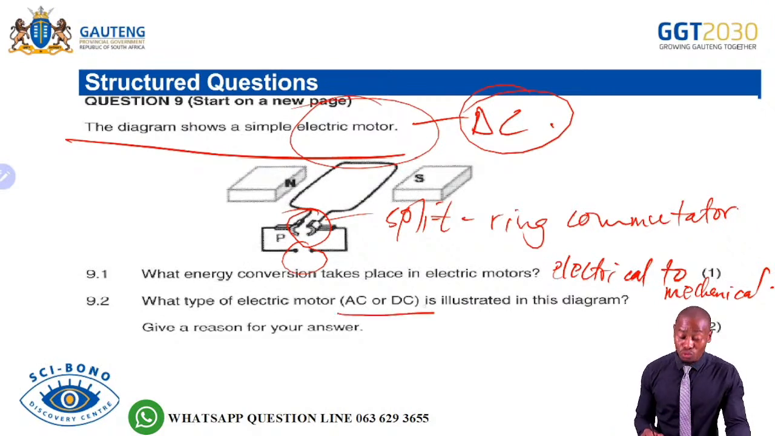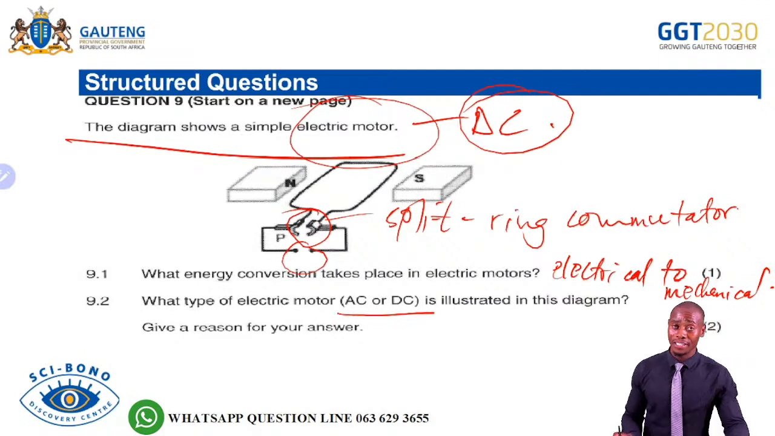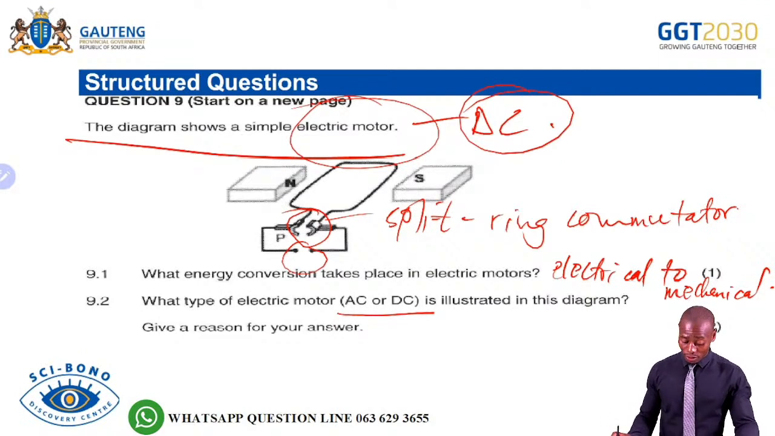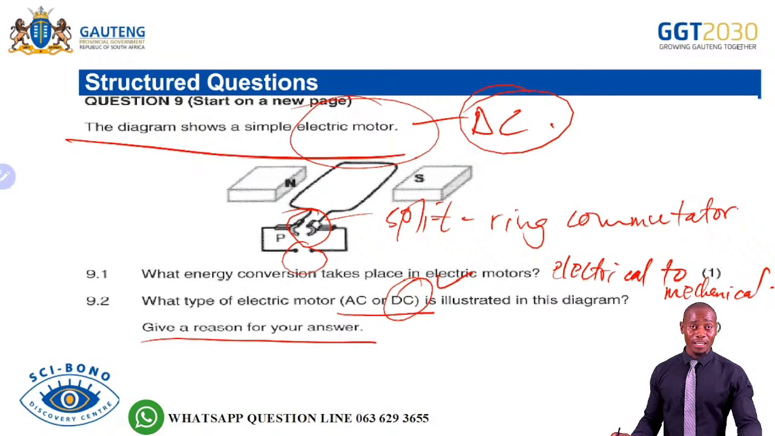You have to choose. It can't be both. It's either AC or DC. In this case, because I see there's a split ring commutator there, this would be a DC. Then I get a mark there. All right, this is a DC. Give a reason. You can't say it's because I can see it is a DC. No. Give us a reason why it is a DC. The reason is because it contains, or it consists of what?